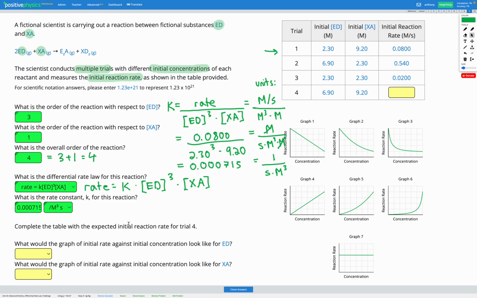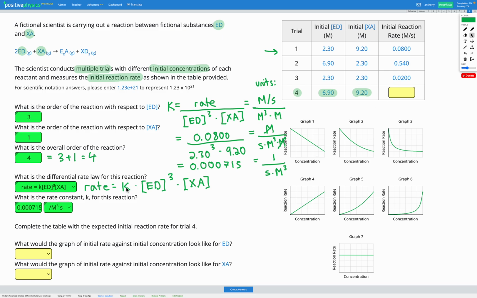Next, we need to complete the table with the expected initial reaction rate for trial 4. So in trial 4, we're given the initial concentration of ED, the initial concentration of XA, and we're trying to find the initial reaction rate. So we've got 2 options here. One option is to do it using ratios by comparing with trial 2, our initial concentration of ED is the same, but our initial concentration of XA has changed. So we could use that along with the order of reaction to figure out the reaction rate.